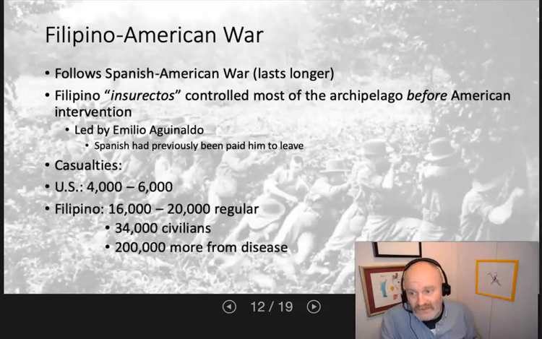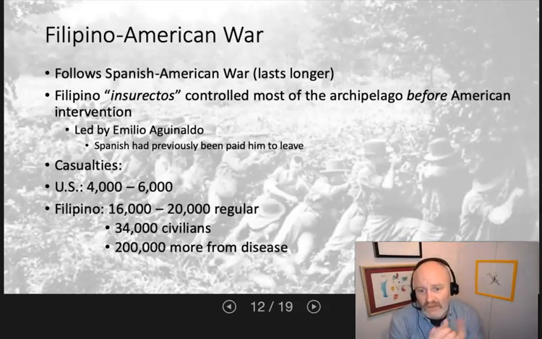The United States, you see these casualties here from the long war. U.S. troops 4 to 6,000, Filipinos 16 to 20,000, 30-some thousand civilians. Hundreds of thousands die from disease. This is not a one-sided war simply because of superior firepower. This is a one-sided war because the United States was engaging in massive atrocities, and effectively what we would now call war crimes.